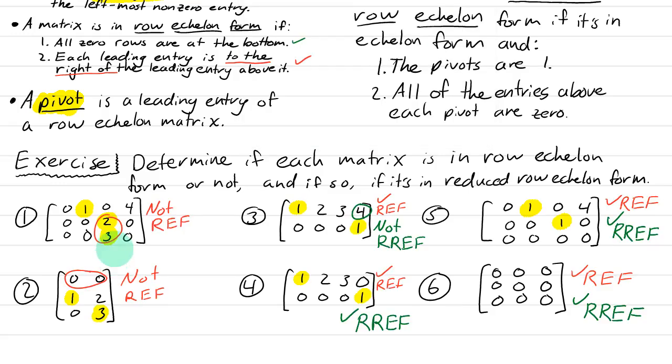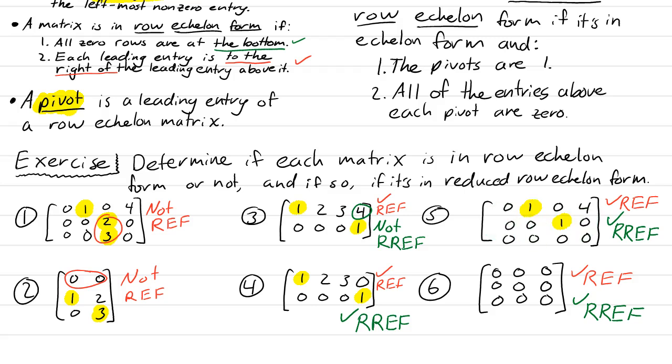Here are the answers. With the first one here, the problem is there's a leading entry directly below another leading entry. With the second one, it's not in row echelon form because there's a row of all zeros, which is supposed to be at the bottom. So this one right here, it is in row echelon form because each leading entry is to the right of the leading entry above it. However, it's not reduced row echelon form because of the 4. This one, however, is reduced row echelon form.